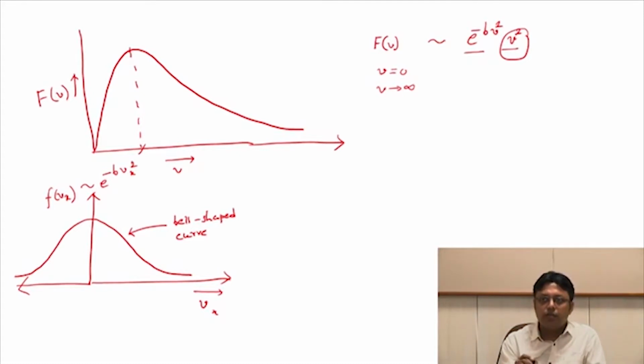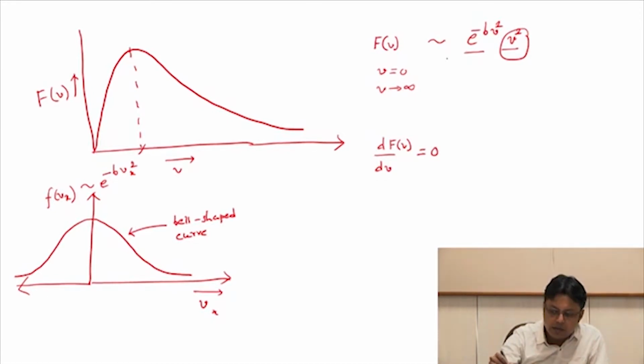Now we can proceed along the same direction and try to find what is the maximum probability, or the maxima in the distribution. To get that maxima, you just take the derivative of that function with respect to velocity, and to find the maxima you take it to be 0. So you can easily get it. There is some constant here, but we don't care because we are just equating it to 0.